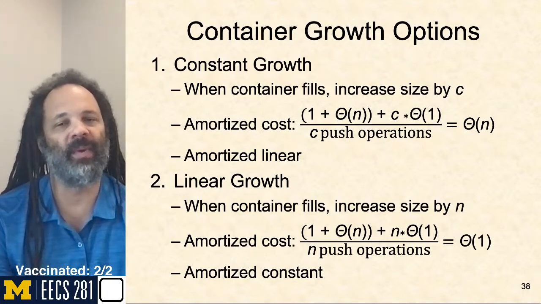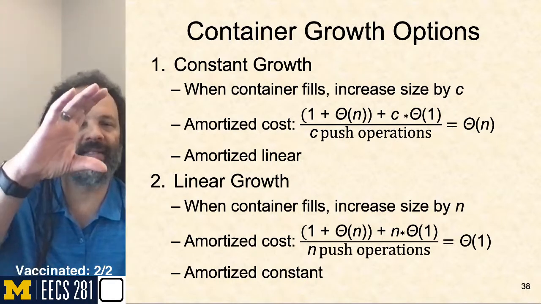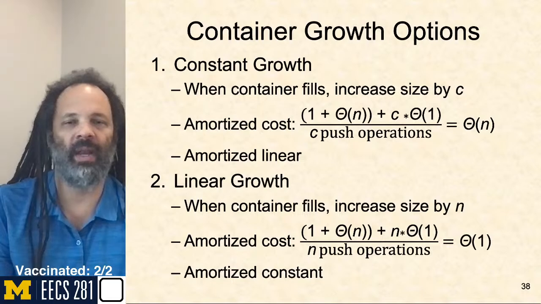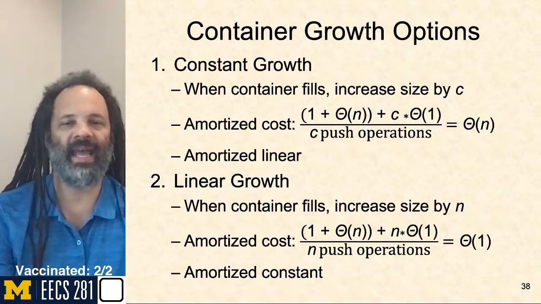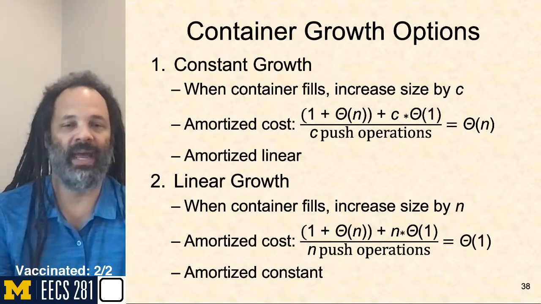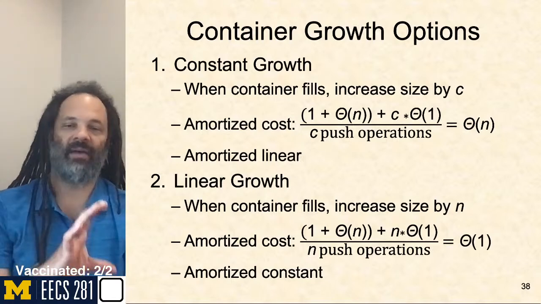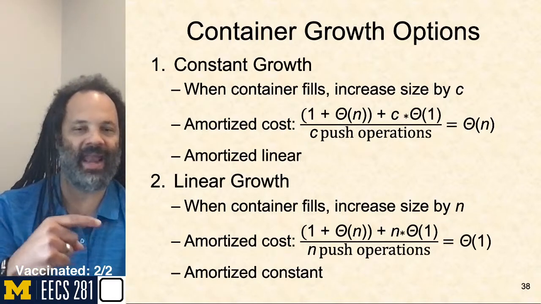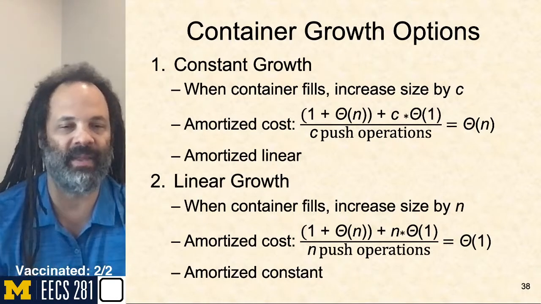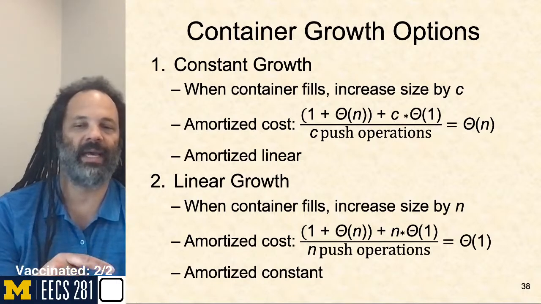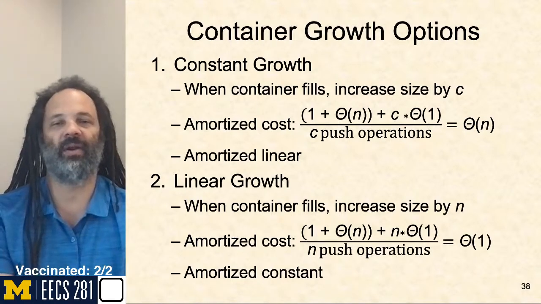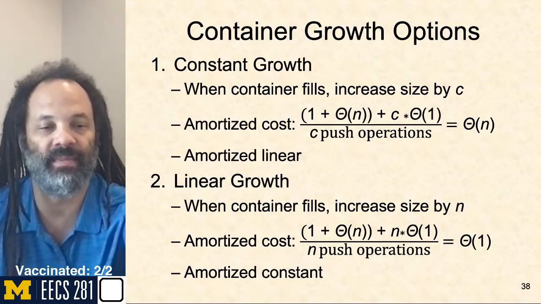Here it is lined up with actual equations. When I do constant growth, you see the equation is 1 plus theta n plus c times theta 1, and I divide by c there. So that theta n gets divided by some constant and ends up dominating the equation here. I end up with theta n on the far side. Here when I've got linear growth though, because I've got that n in there and I can divide by n in the bottom, it takes that out and I'm left with something that looks like constant. So this is amortized constant, this is amortized linear. This is why we change our container size by some factor based on the current container size.